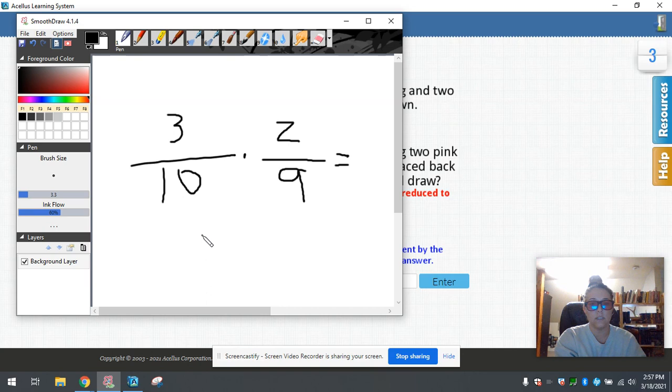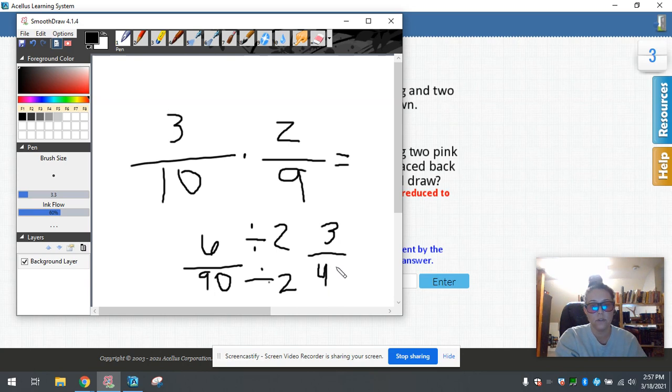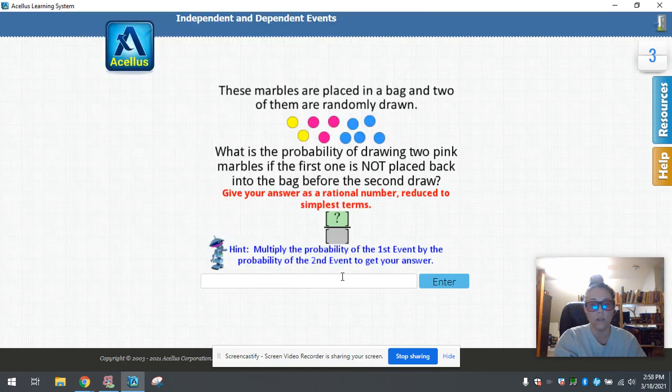3 times 2 is 6. 10 times 9 is 90. These are both even numbers, so I'm going to reduce the 6 and 90, but I'll write that in easier terms to understand, smaller numbers. 6 divided by 2 is 3. 90 divided by 2 is 45. 45 is also divisible by 3. If I do 45 divided by 3, I get 15. So I have a 1 in 15 chance.